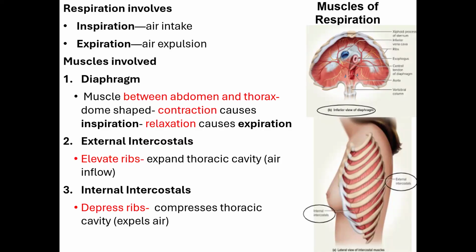What happens during inspiration? The diaphragm, what does it do? It contracts because it's a dome-shaped muscle. It contracts. So the cavity becomes big, and negative pressure is created. Air enters through the lungs.